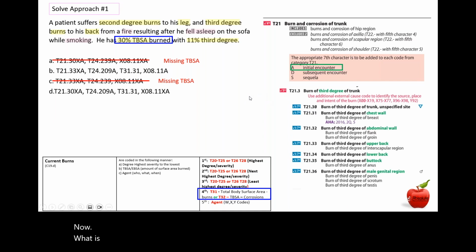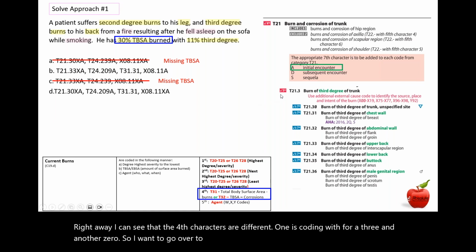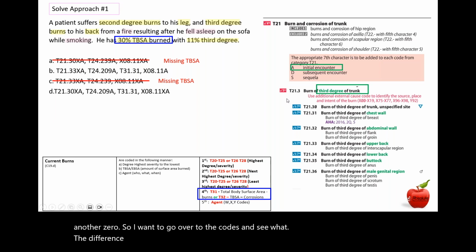Now, what is the difference between B and D? Right away, I can see that the 4th characters are different. One is coding for a 3 and another 0. So I want to go over to the codes and see what the difference really means.